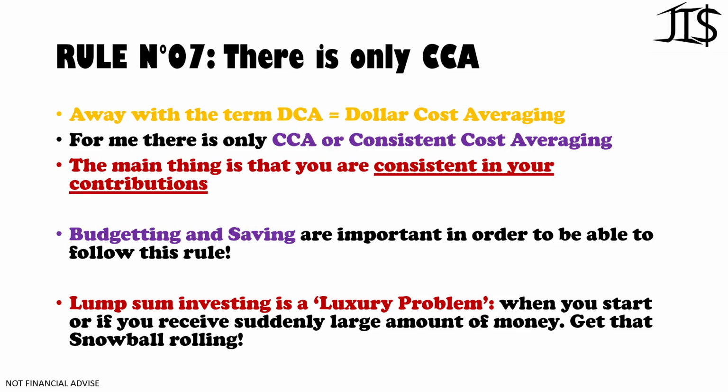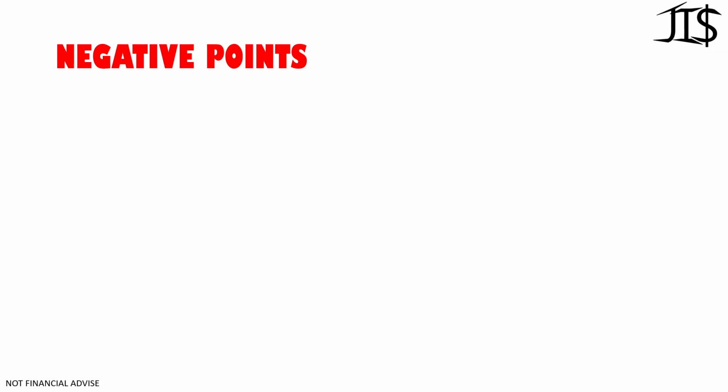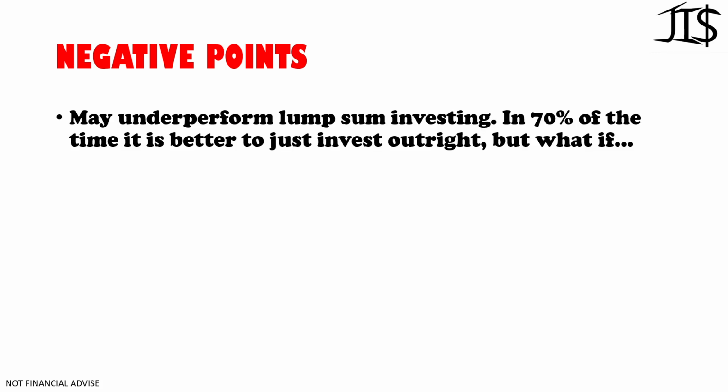A good thing about that is that when you invest all your money from the get-go, you get that snowball rolling faster because you get more dividends. You can reinvest those dividends faster, and like this you accelerate your snowball the fastest. But you have negative points as well, and in that regard, you can underperform lump sum investing, because 70% of the time it is better to just invest your total amount outright. That is true, but I'm always on the more careful side, and I always think about the 30% of the time that that's not the case.